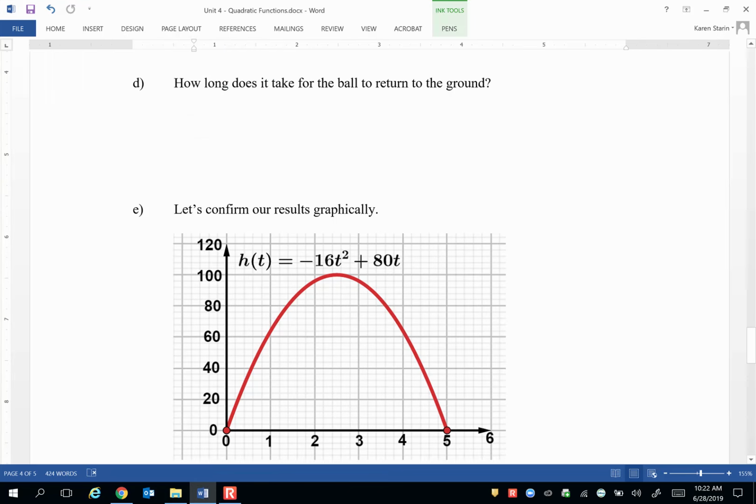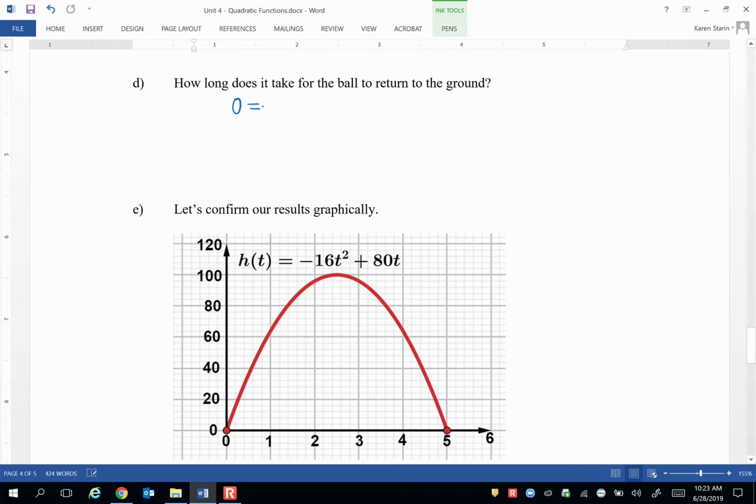Part D of example 3. How long does it take for the ball to return to the ground? Well, let's think about that. If we launch the golf ball from the ground, the height would be 0. And when it lands on the ground again, the height will also be 0. So what we have to solve is this equation.